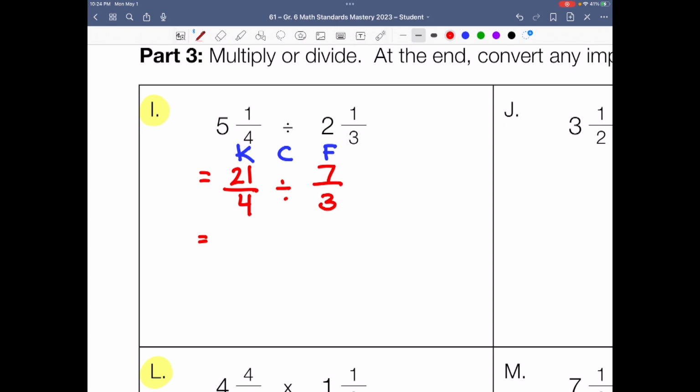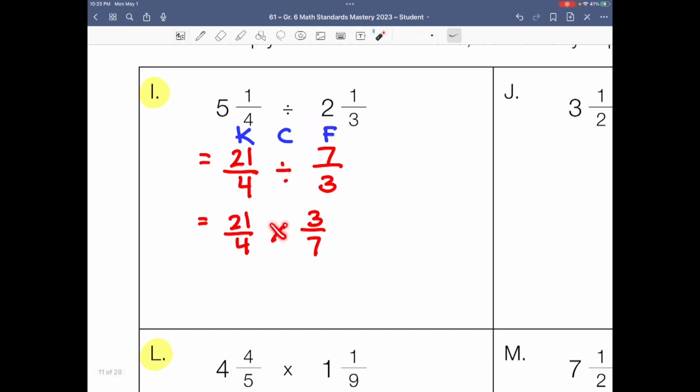So let's keep 21 fourths, change division into multiplication, and flip 7 thirds into 3 sevenths. Take the reciprocal. And now we've just turned it into a multiplication problem, which is easier. So let's see if we can simplify anything. The 4 and the 3 will not simplify, but the 7 and the 21 will simplify. So divide by 7, divide by 7. That gives you 1 and 3. And now we can multiply.